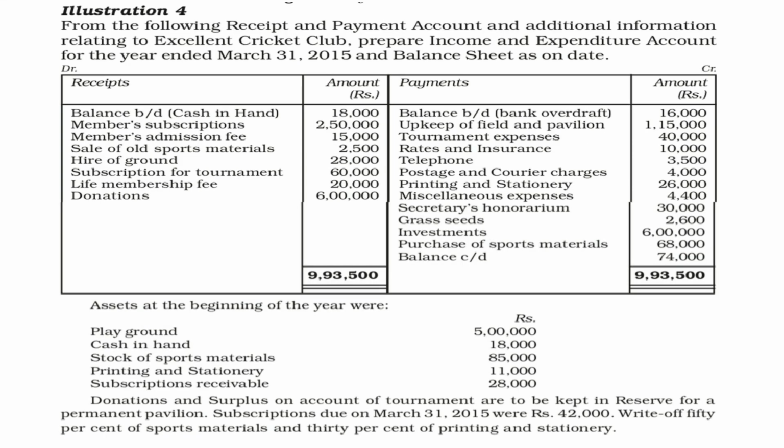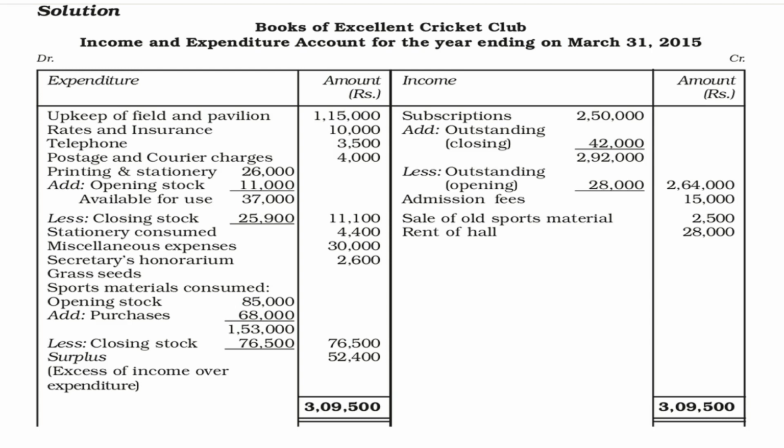Next is hire of ground. It is also an item of income, so it is to be taken on the income side of the income and expenditure account, rupees 28,000. But in your book answer it is given as rent of hall. It is a printing mistake. Whatever it is, either hire of ground or rent of hall, it is an item of income.